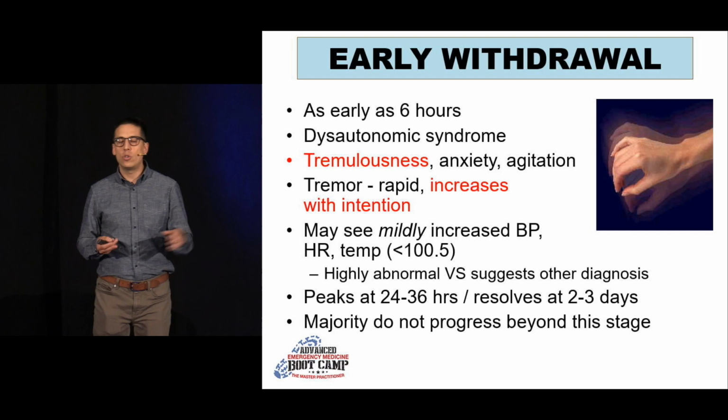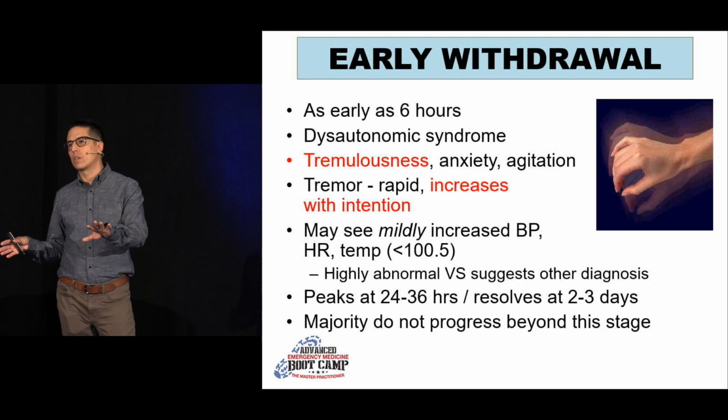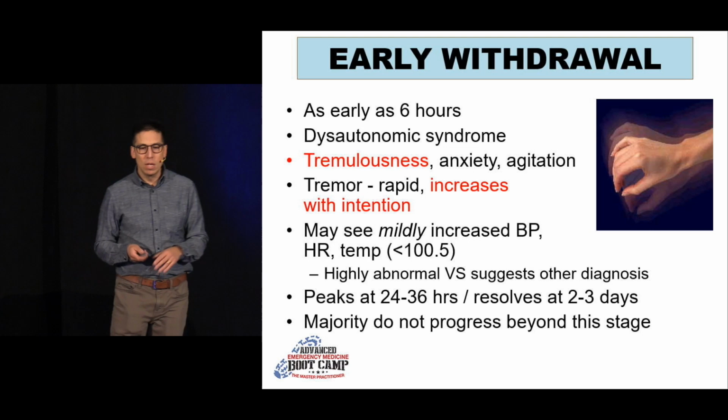If they have a temp, it should be low. For this, it should be less than 100.5. Even in fulminant delirium tremens, the literature says that you don't usually see a temp greater than 39 Celsius. If you do, it's probably something else. It peaks at 24 to 36 hours and resolves in a couple of days. Most people don't progress beyond this.